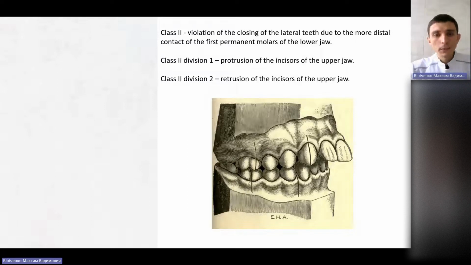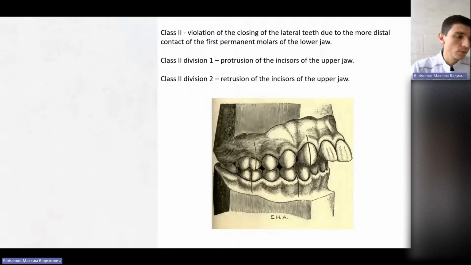So as we could see on this patient, we could say that they have class 2 division 1 pathology. Why? Because the frontal teeth, the incisors, are protruded. So this is division 1. Why class 2 pathology? Because of the position of the first permanent molars and the permanent canines. So we see that the molar and the canine are forward. They need to be in normal position. So we could see that this patient has class 2 pathology.